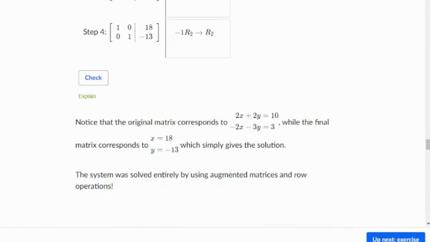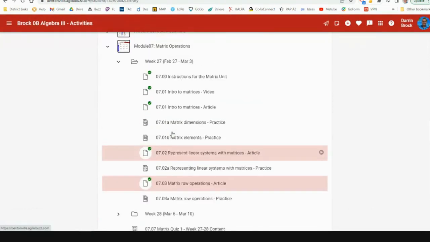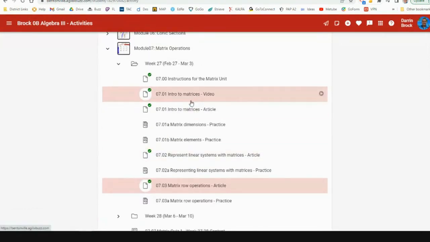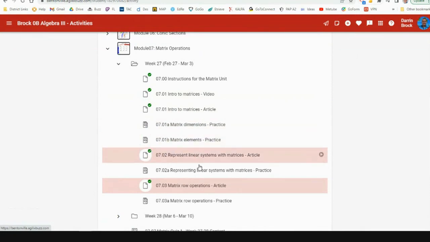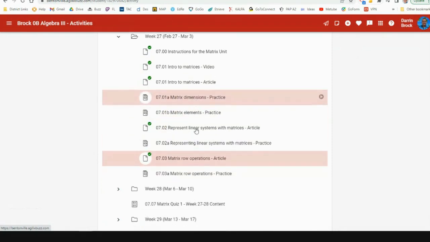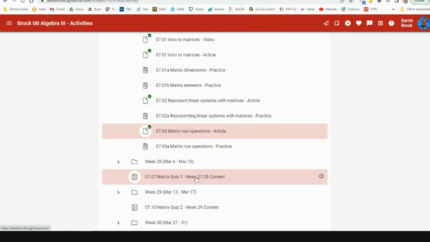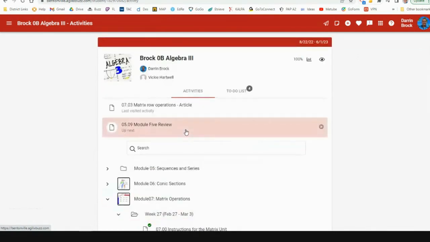So that's what you have this week, is learning an intro to matrices, the dimensions, the elements, representing linear systems, and doing those basic operations. Not a whole lot of work there, maybe 45 minutes to an hour total for the week. But you have 4 practice assignments this week. And then next week, we'll have the quiz over both weeks. So, all right. Questions on that?